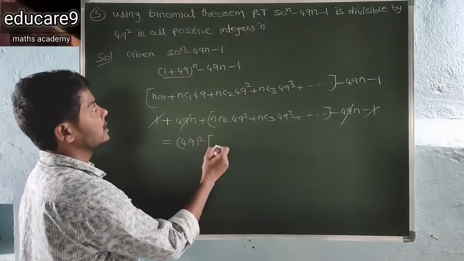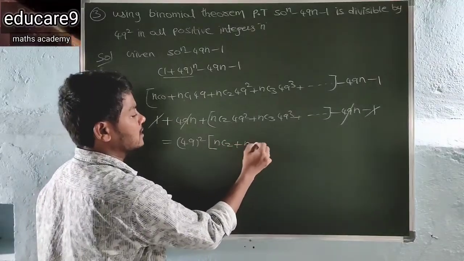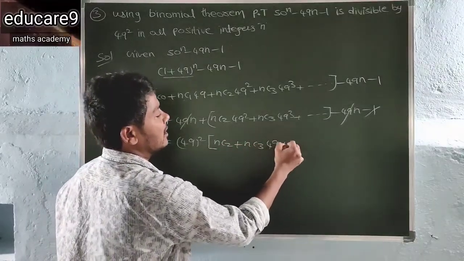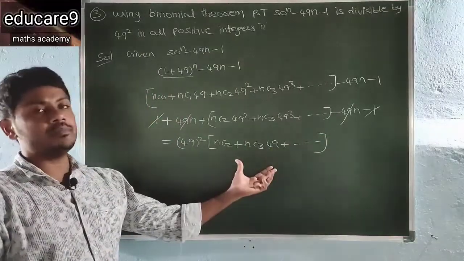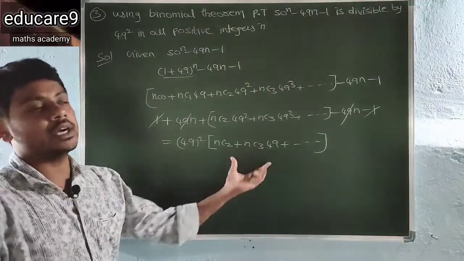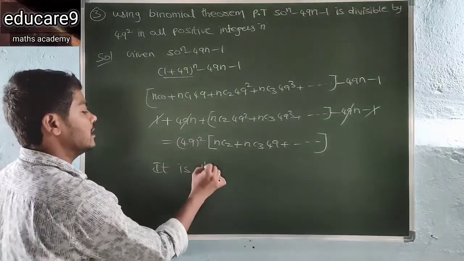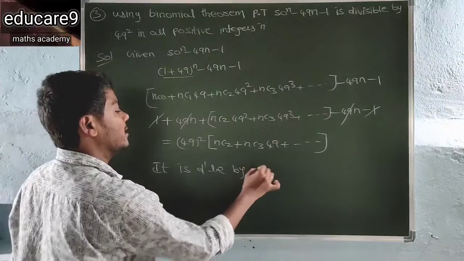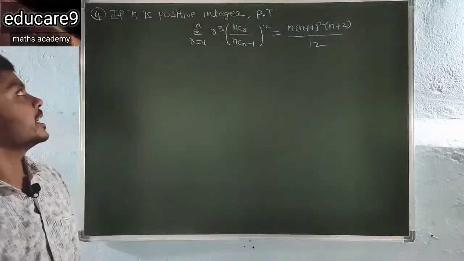So what you get? nC2 plus nC3 49 and so on. So clearly 49 whole square into something. So it is divisible by 49 square. Therefore clearly it is divisible by 49 whole square. Okay. So see your next question.